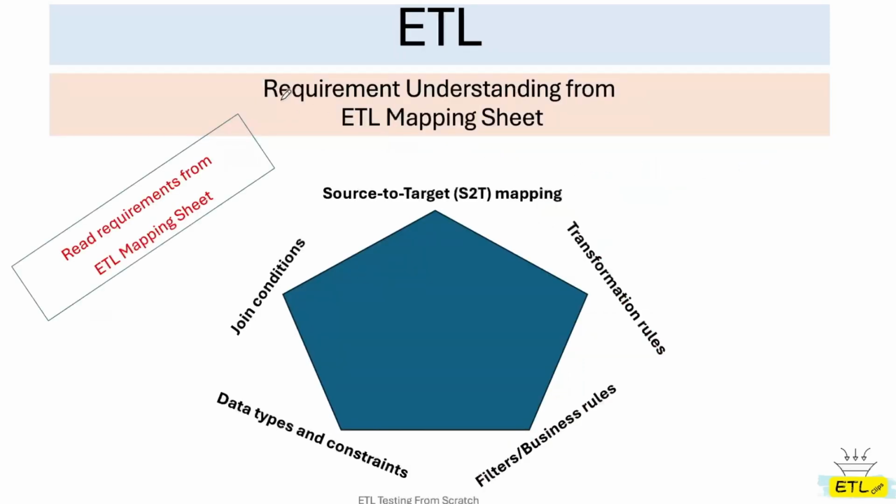And how do you test the requirements from the ETL mapping sheet? So in the ETL mapping sheet, how do you read your source to target mapping, then transformation rules, join conditions, data types and constraints, and filters and business rules like your where conditions and others.